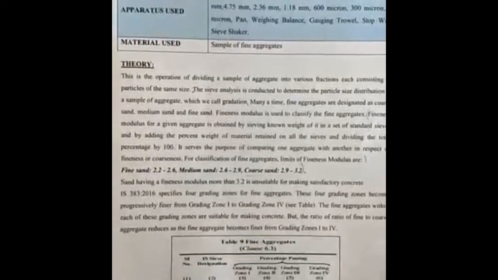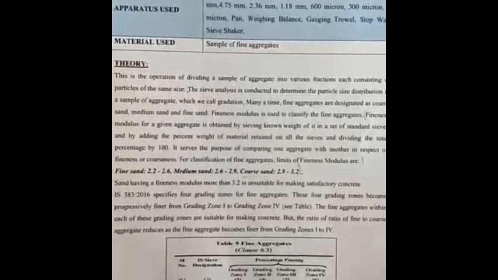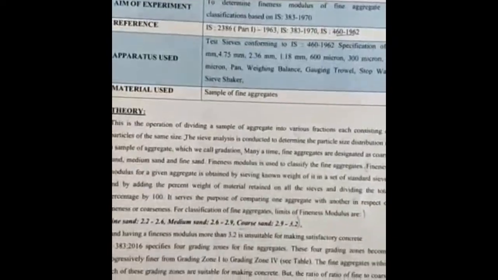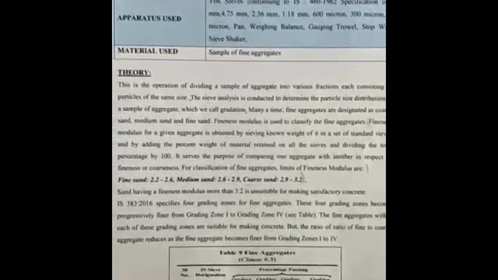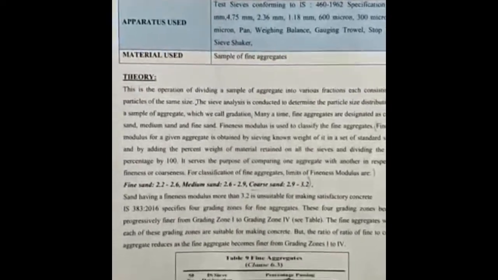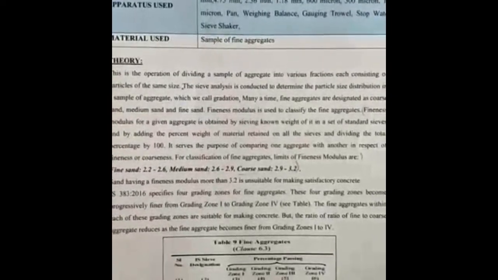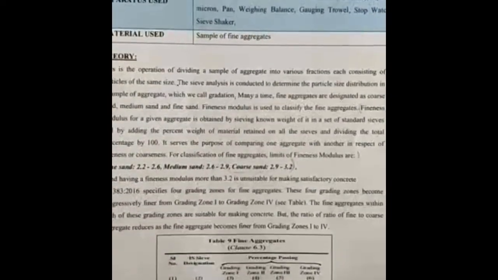Building Material Testing Laboratory. Today in Building Material Testing Laboratory we are going to find the grain size distribution of fine aggregates. In this test we are going to refer to various IS codes like IS 2386 Part 1 1963, IS 383 1970, IS 460 1962.